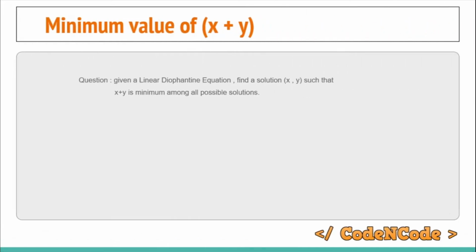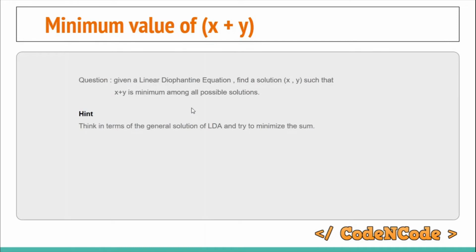Now let's move on to the next section, that is finding the minimum value for x plus y. Given an LDA, find the solution x, y such that x plus y is minimum among all possible solutions, because we know that for an LDA there are infinite solutions if you are not provided with a range, right? So among all possible x, y, you have to print the pair such that the sum is minimum possible.